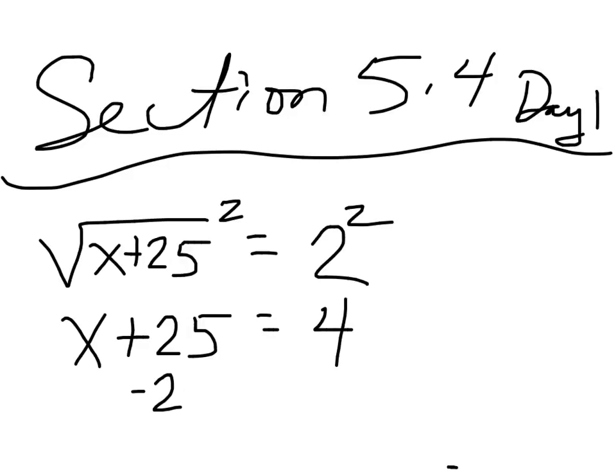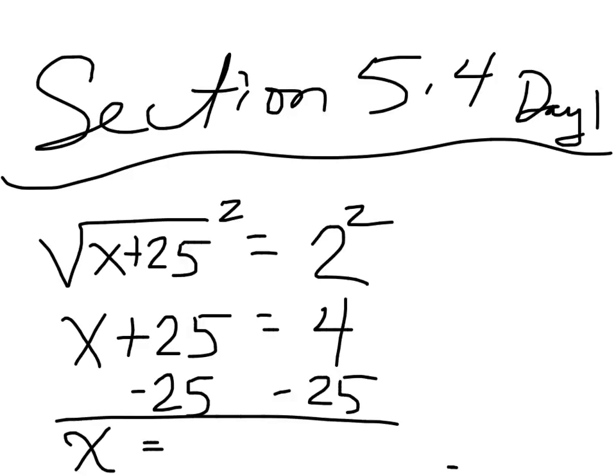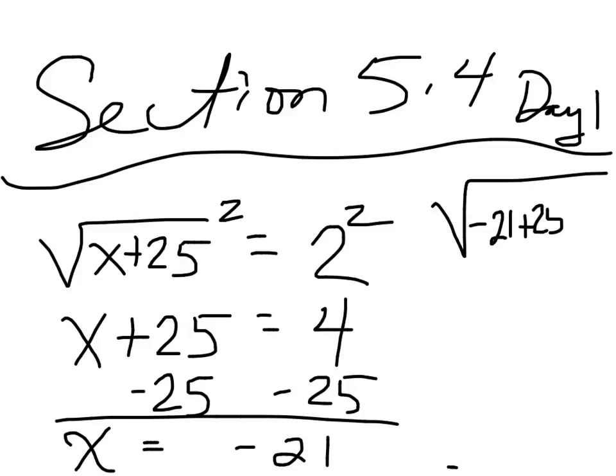Minus 25. Now, one of the things that's going to come up is you're going to get some answers sometimes that might not work. Okay, so if I have 4 minus 25, I get negative 21. If you put negative 21 back in for x, does it equal 2? You've got negative 21 plus 25. What's negative 21 plus 25? 4. And what's the square root of 4? 2. So we're good.